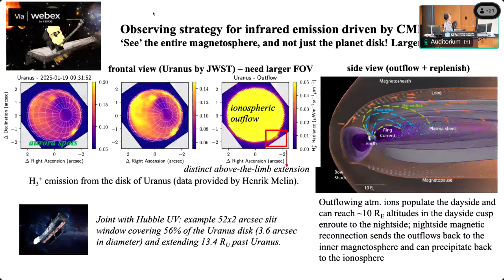So here's one possibility. We can have joint JWST and Hubble observation, with Hubble having this 52 × 2 arc second slit. I really can image the exosphere and the outflow as well.